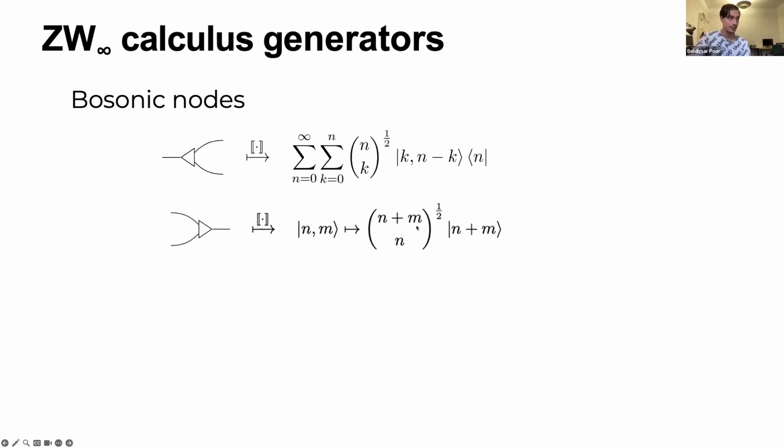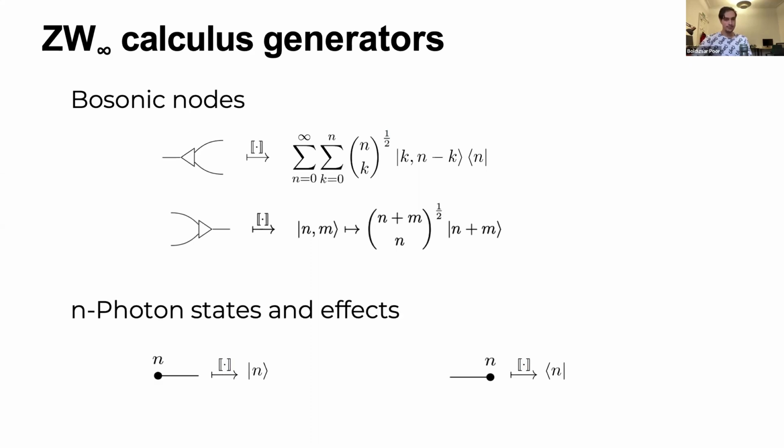And then the other difference is that it has a phase, which is important if you want to reason about certain optical instruments like the beam splitter. And lastly, we have n photon states and effects. So these are simply, you have a state and you initiate n photons, like you have n photons there, and that's going to correspond to ket n. And you can also measure, and if you measure n photons, it corresponds to bra n, and these are the states and effects.